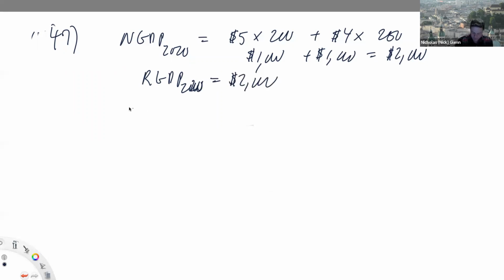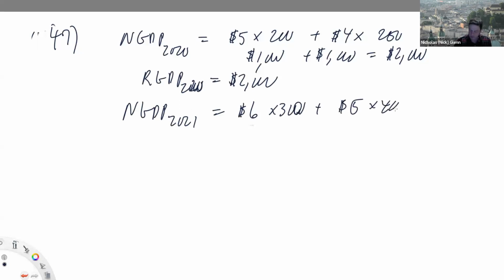All right. Now, what about the nominal GDP for 2021? Well, we use the prices from that year times the quantity produced, and the price of soda from that year, $5, times the quantity produced. What is that going to give you? 1,800 plus 2,000 equals 3,800.